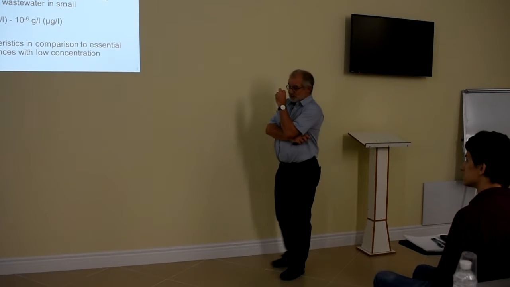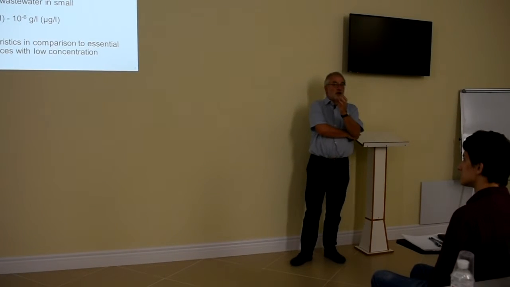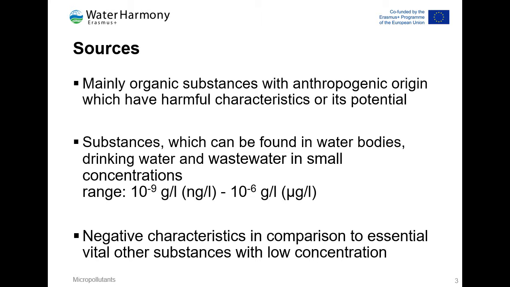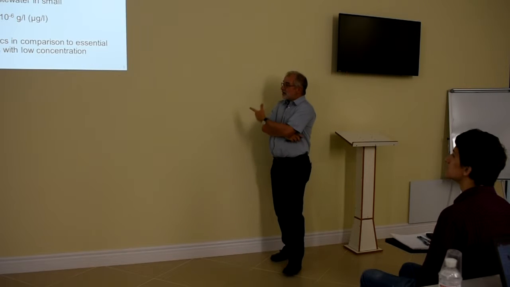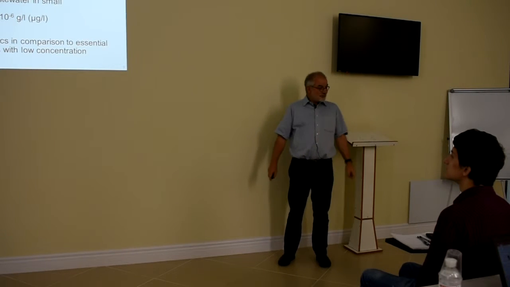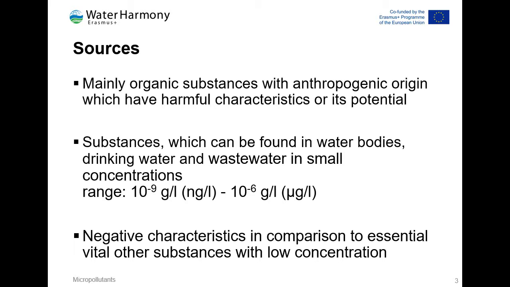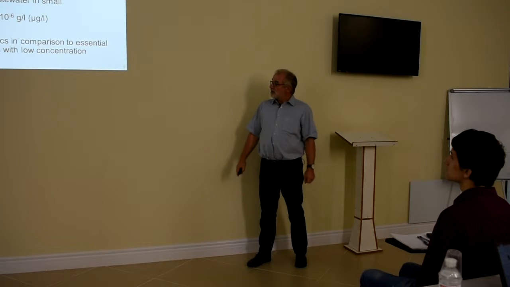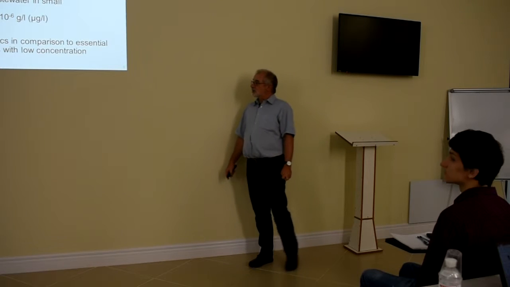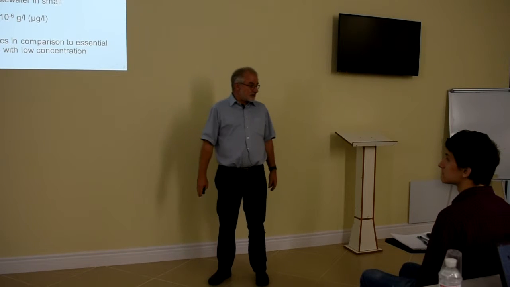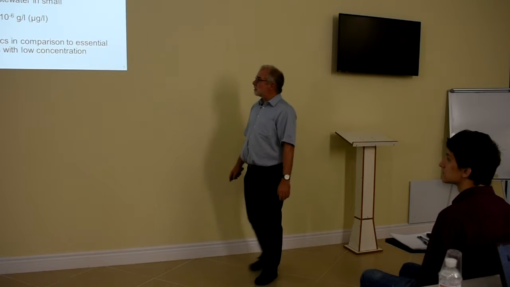So, micropollutants, in the understanding at the moment, are mainly organic substances of anthropogenic origin, which have a harmful characteristic or have a potential of harmful characteristic. That's one aspect. And the other aspect is the word micro. These are substances which can be found in very, very small concentrations in the wastewater. That means we talk about the range of nanograms per liter up to micrograms per liter. And in general, we can say substances which have negative characteristics in comparison to essential other substances. So it's a very weak definition at the moment.